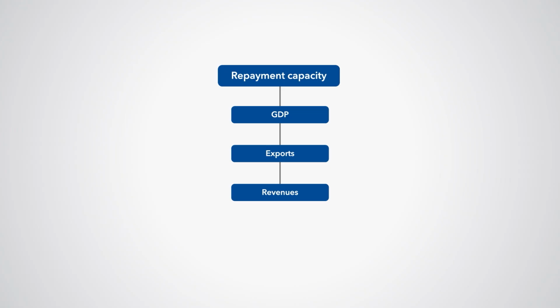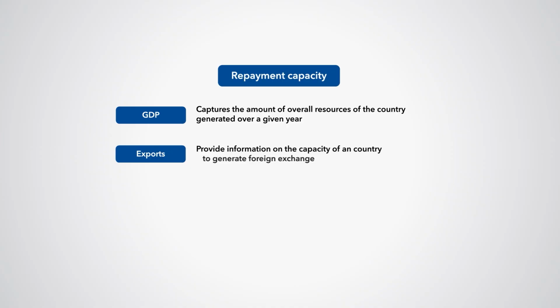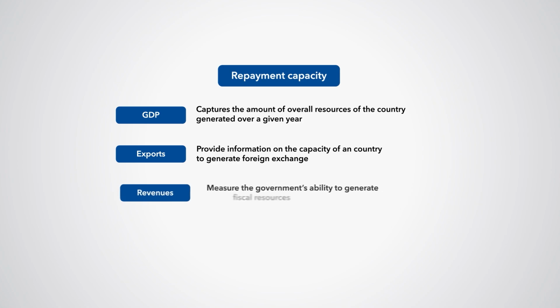Measures of repayment capacity include, among others, GDP, exports, and government revenues. Nominal GDP captures the amount of overall resources of the economy generated over a given year. Exports provide information on the capacity of a country to generate foreign exchange. Government revenues measure the government's ability to generate fiscal resources.